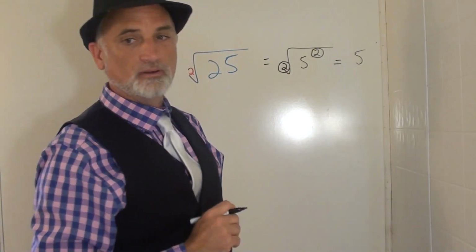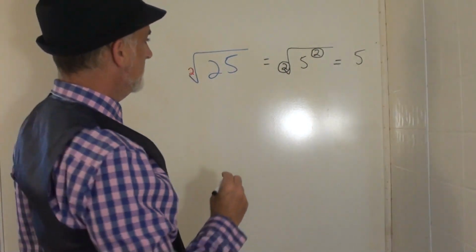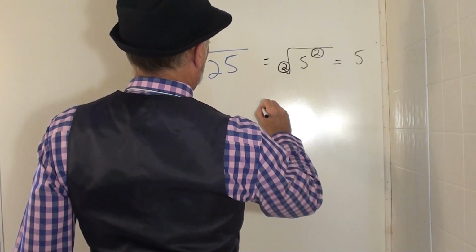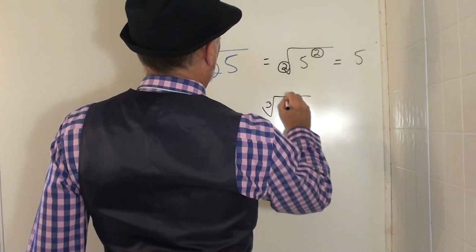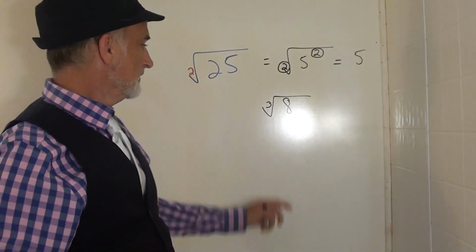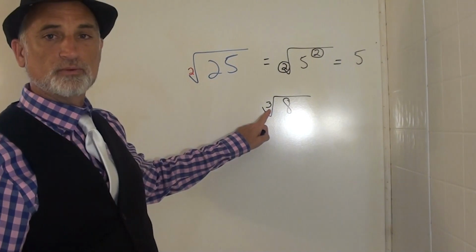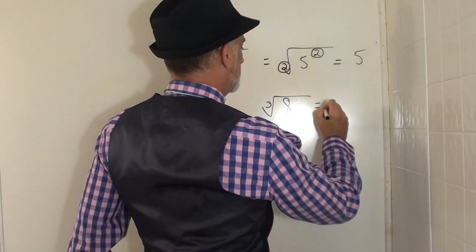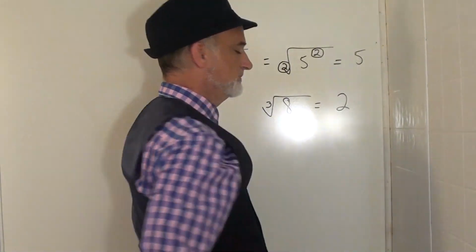So let's do another one, okay? Let's take the cube root of 8. Okay? It's a 3 in here, so it's cubed this time. Cube root of 8. Well, we know that that is 2.